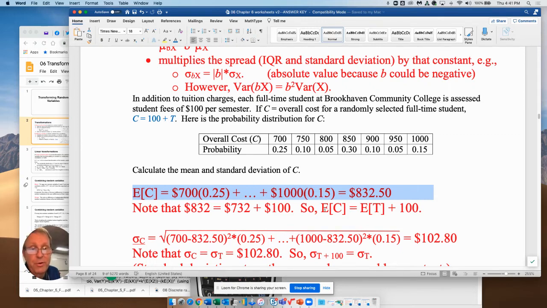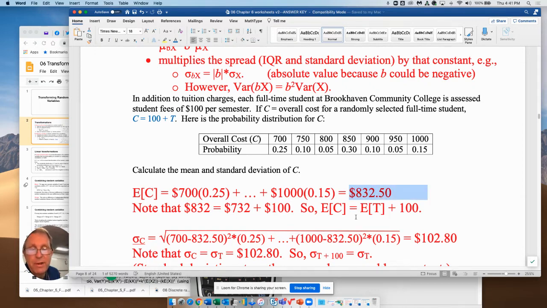So it should be no surprise that the expected value of C is just the expected value of the tuition plus $100. Well, what was our expected value of tuition? That was $732. I add my $100 and I get a mean cost of $832, which is exactly what I would have gotten had I done it the long way.